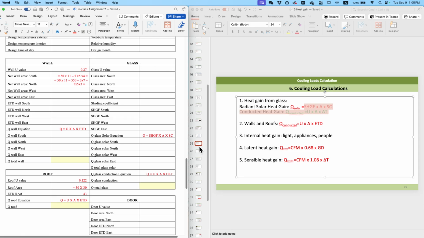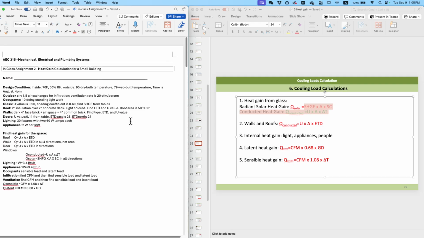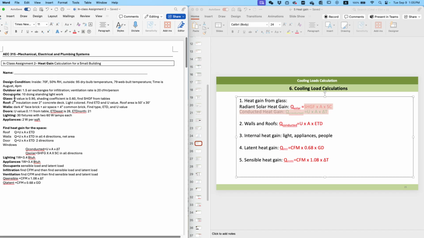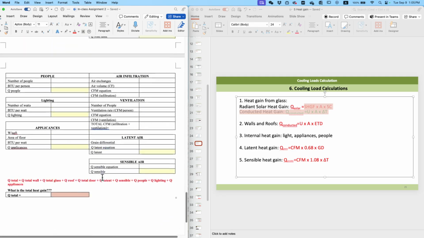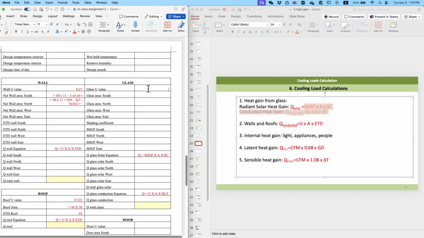Let's find some information to complete the calculation. Like the first one, glass U value. From given information, glass U value is 0.9, shading coefficient is 0.6. And then what do we need to do?